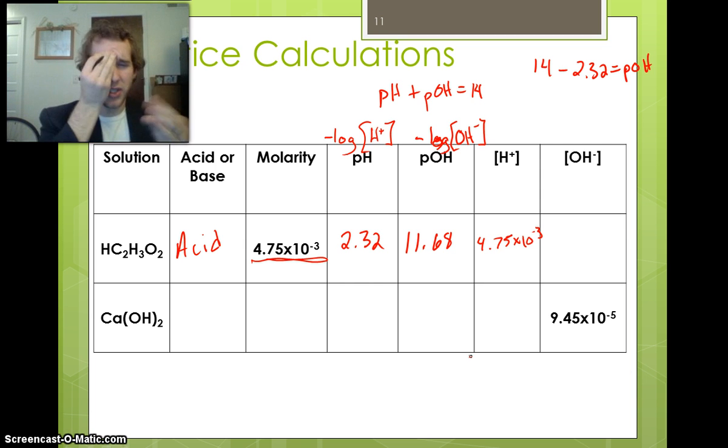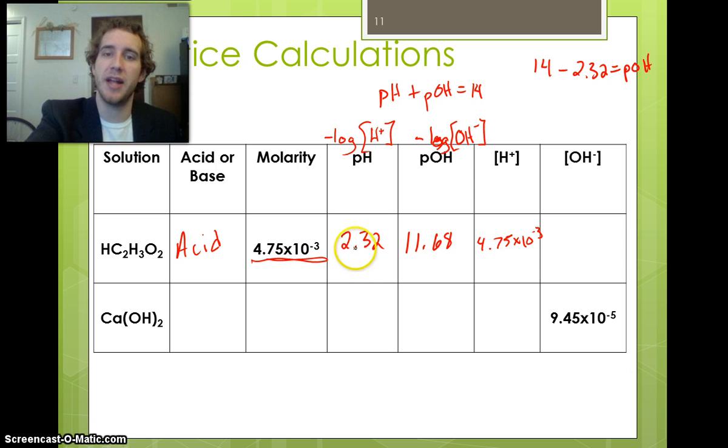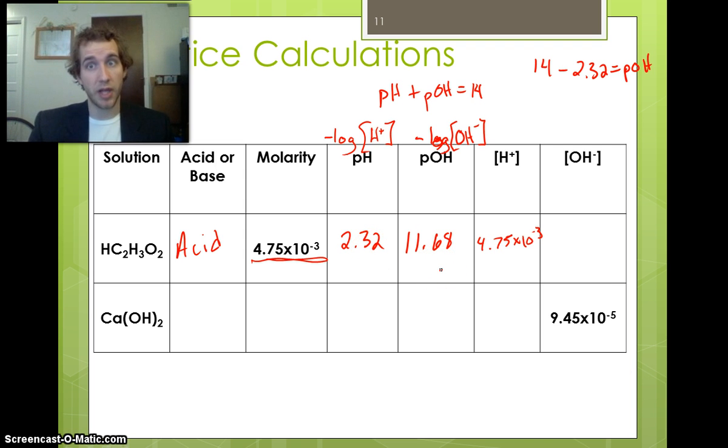We went from three sig figs all of a sudden to four sig figs. Remember that when you subtract, you look at decimal places. We had two decimal places in our pH, so we're going to have two decimal places for our pOH. So now, we're in pOH, we've got to get back to the hydroxide ions.